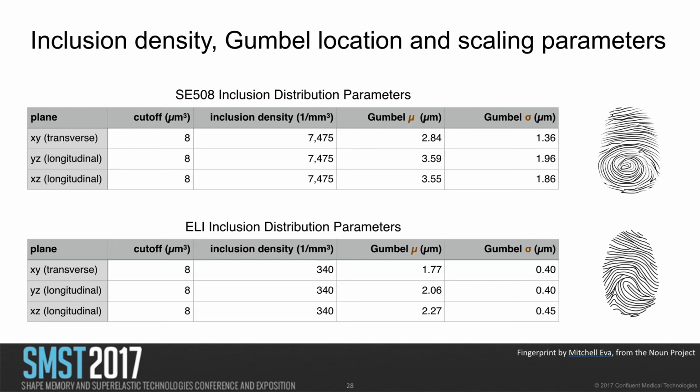The scan itself had a resolution of a half a micron. So if the 8 cubic micron volume was in fact a cube, that would be 2 microns by 2 microns by 2 microns. So there are quite a few voxels there. Of course, the inclusions that we're looking at are generally not cubes. They tend to be elongated. So there's a little bit of difference there, but we felt pretty comfortable with a cutoff at 8.